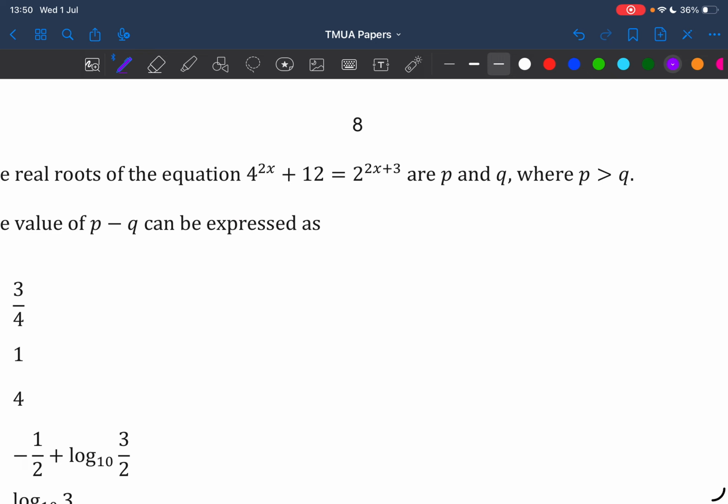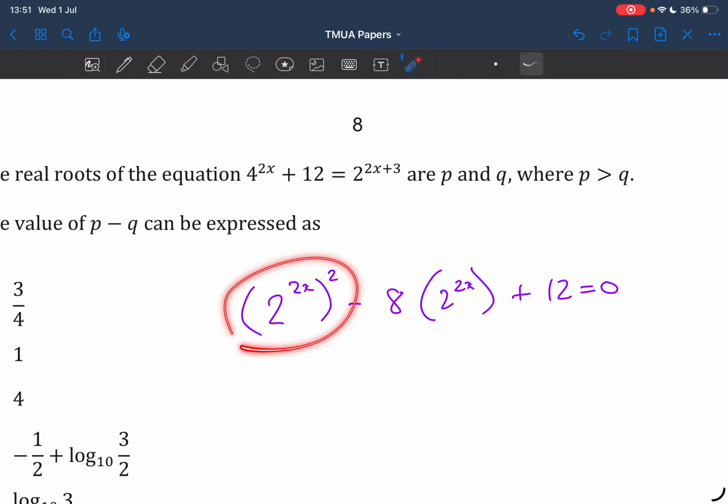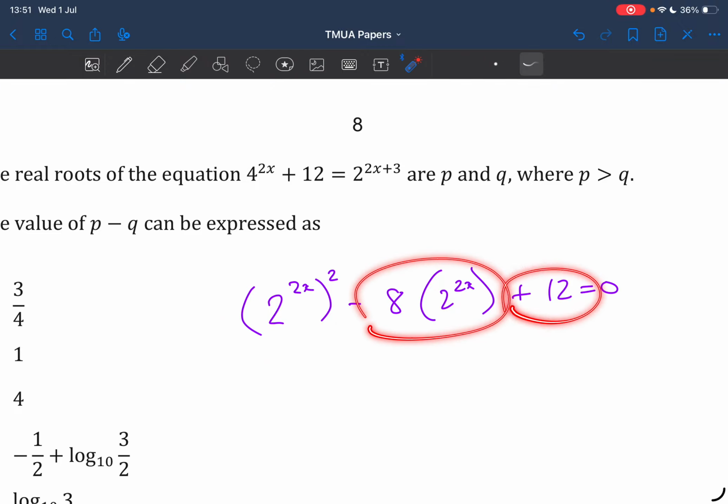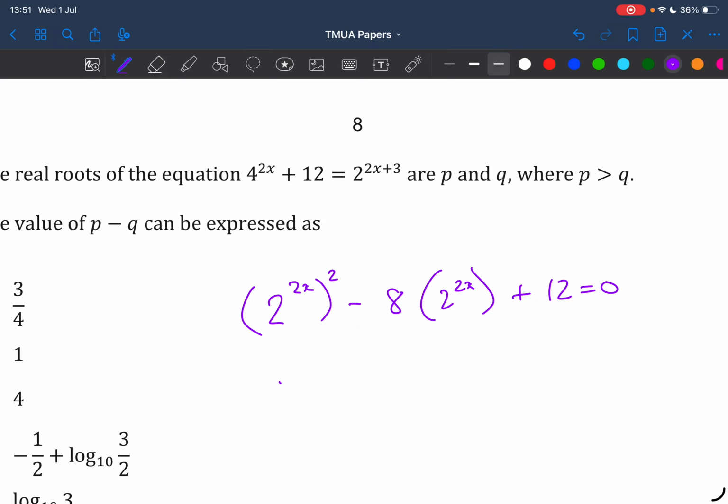What do we have? Well, it's going to be 2 to the 2x all squared over there. This thing, I'll bring an 8 down the front and take it away. So minus 8 lots of 2 to the 2x plus the 12 all equals 0. So we've got y squared minus 8y plus 12. 12 can be 2 and 6. So it should be 2 to the 2x minus 6, minus 2, so equals 2 or 6, yeah.